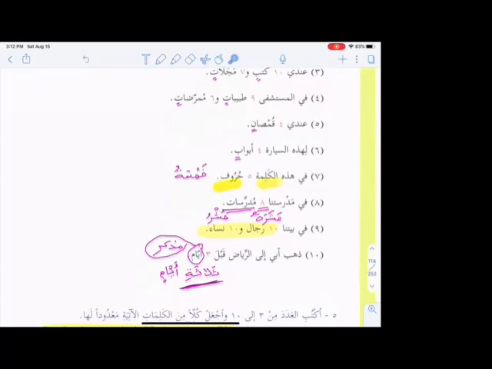ذهب أبي إلى الرياض قبل. So أيام is, يوم is a مذكر, so ثلاثة here أيام, 3 days ago. See now قبل is a zarf. What after zarf? That zarf will make the noun مضاف إليه majroor. So this is majroor because of the قبل.